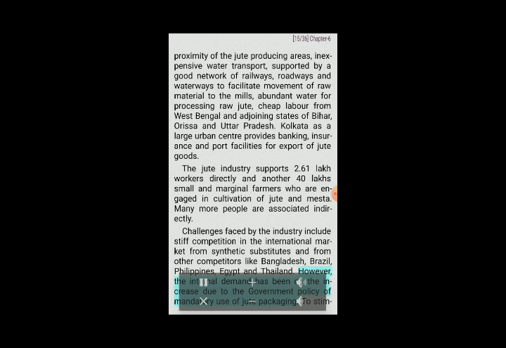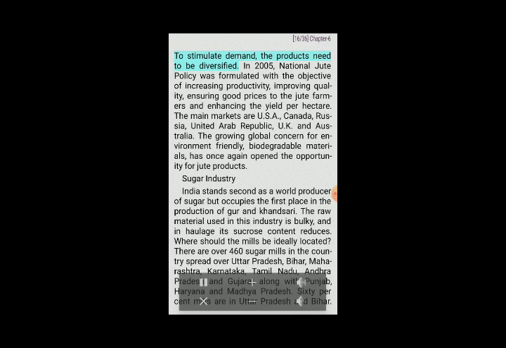However, the internal demand has been on the increase due to the government policy of mandatory use of jute packaging. To stimulate demand, the products need to be diversified. In 2005, national jute policy was formulated with the objective of increasing productivity, improving quality, ensuring good prices to the jute farmers and enhancing the yield per hectare.